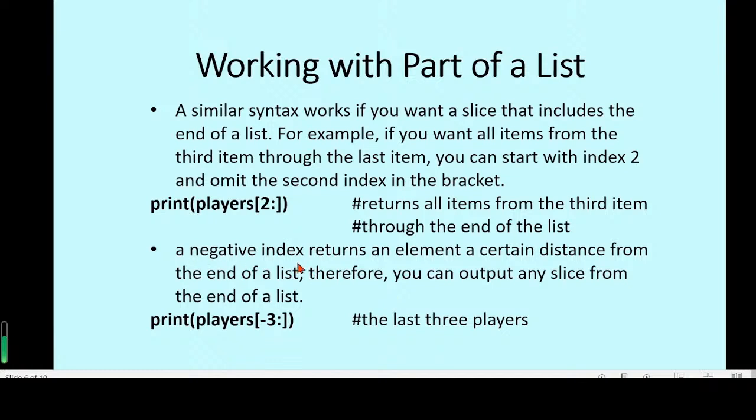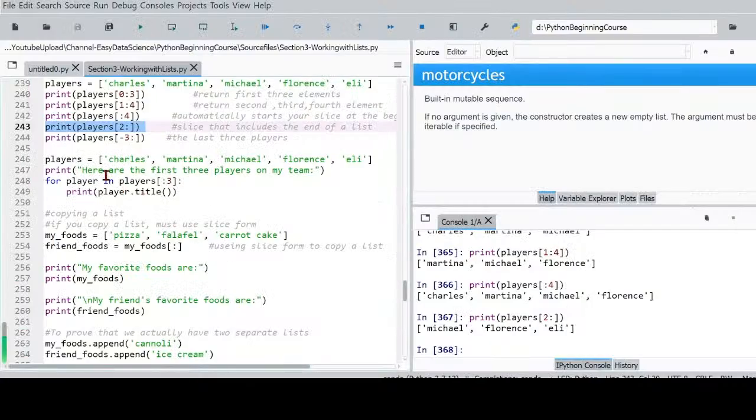The negative index returns an element a certain distance from the end of a list. So therefore, you can output any slice from the end of a list. So, for example, we can write players bracket -3, then colon. Then it will return the last 3 players. So it will return the last 3 players with negative index.